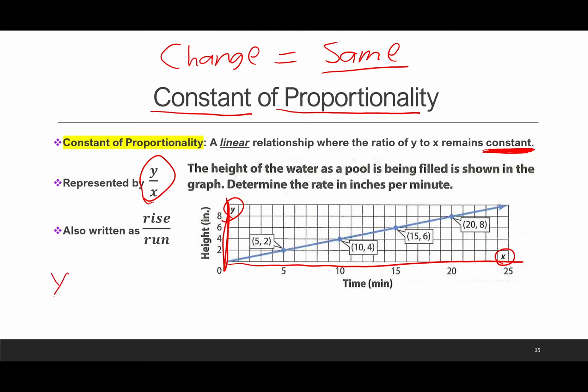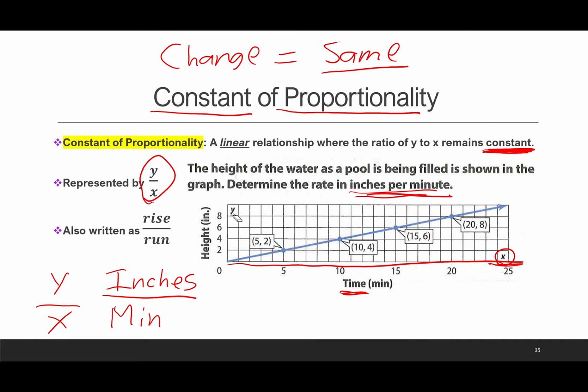Let's just write it out. Y divided by x. They're asking for inches per minute. Oh, look, my y has a title. Height in inches. Perfect. So inches per minute, my height, my inches, is going to be my y. Inches over, and then my x also has a title. Look, my x is on the bottom. Time is on the bottom. Minutes. Inches per minute. This is actually a really cool way to read graphs. Inches per minute, you read from left to right. You also read from top to bottom. Inches per minute. Cool, right?